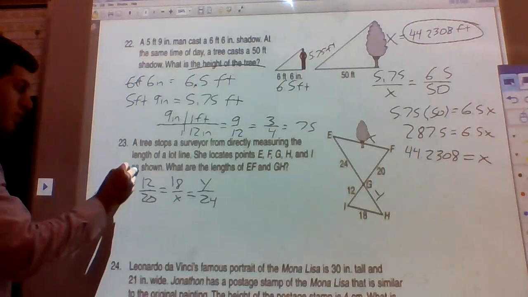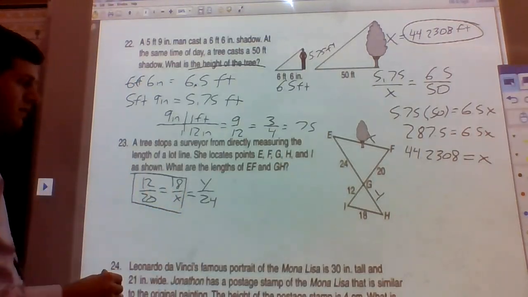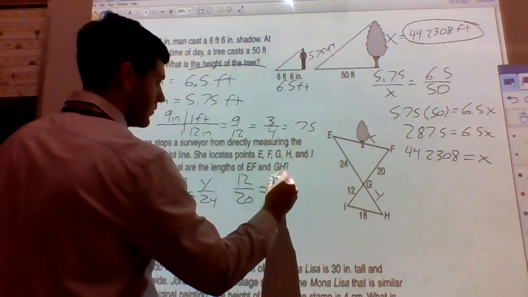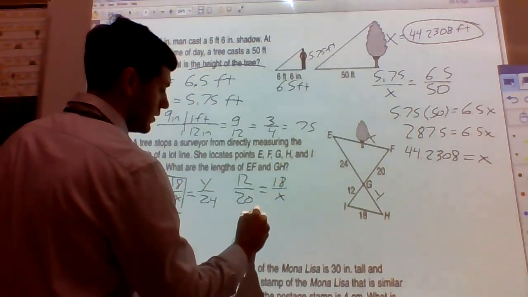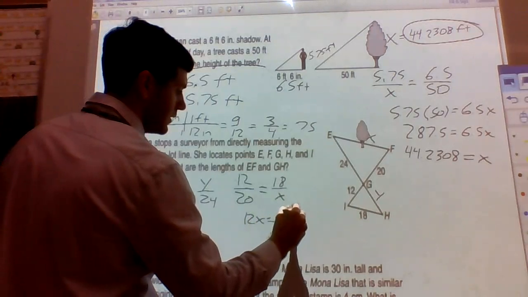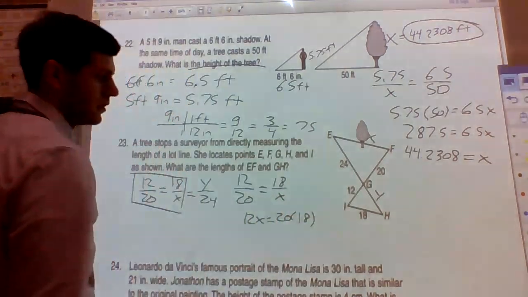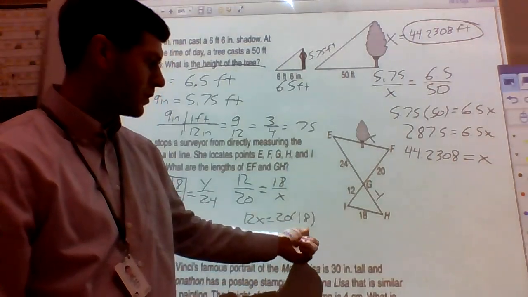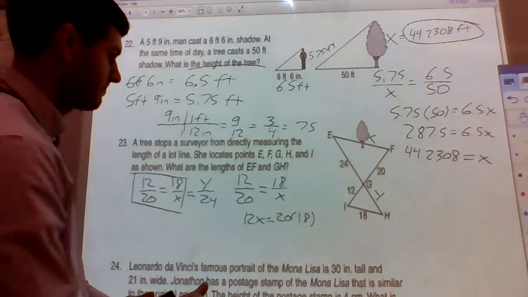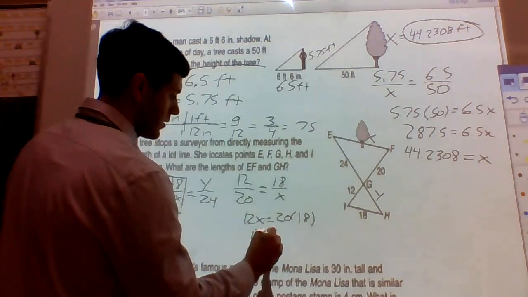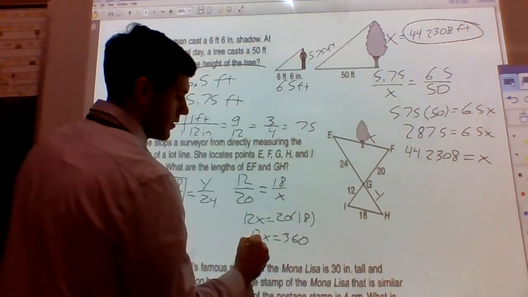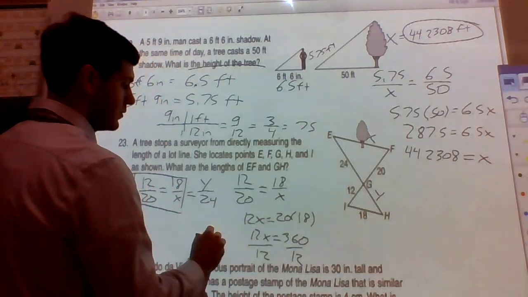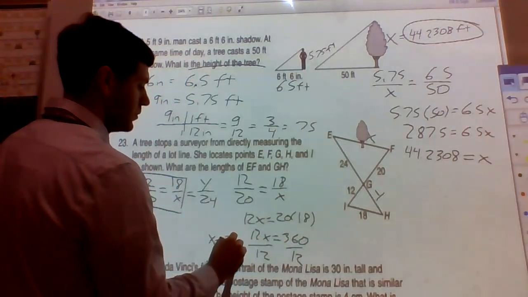So I'm just going to pick the first two. Right? So 12 over 20 equals 18 over X. Let's cross multiply. We get 12X equals 20 times 18. 20 times 18, so 20 times 5 is 100, so that's going to be 360. Divide by 12. We know 360 divided by 12 is going to be 30.